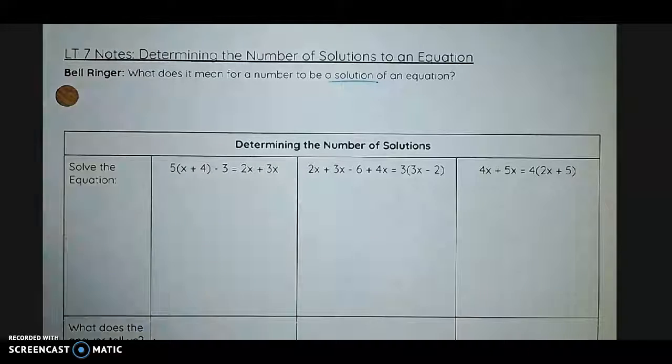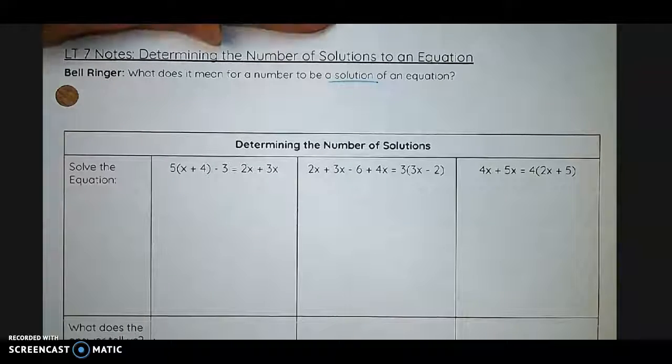All right. We are looking at determining the number of solutions to an equation. So far we've been solving equations and we get one answer. We get x equals some number, or y equals some number. Sometimes that is not always the case. And so what does it mean for a number to be a solution of an equation?